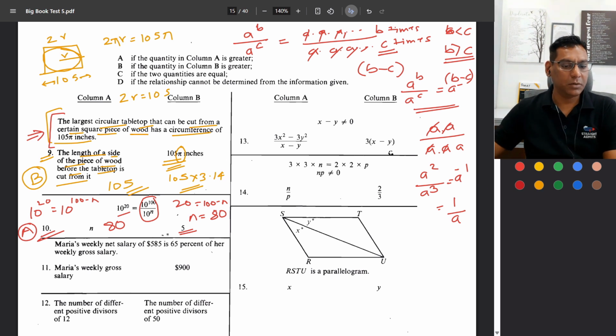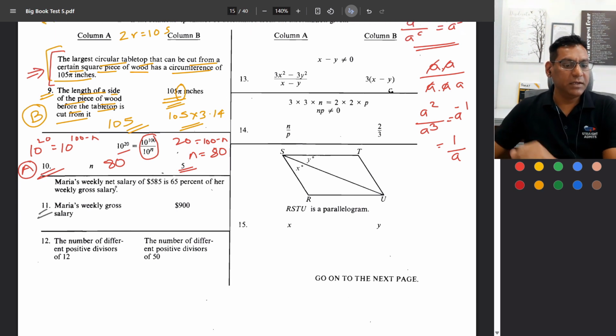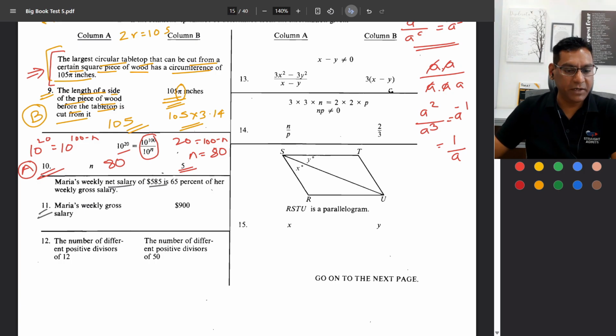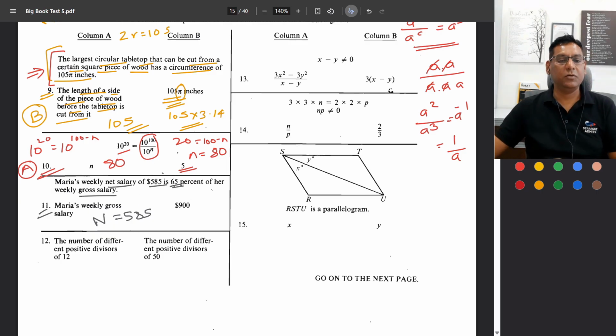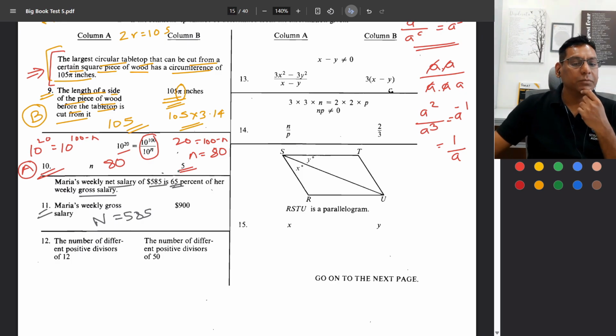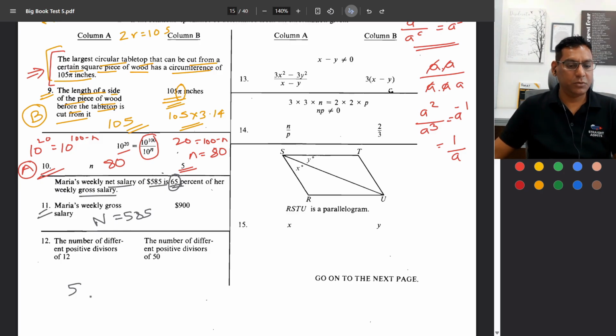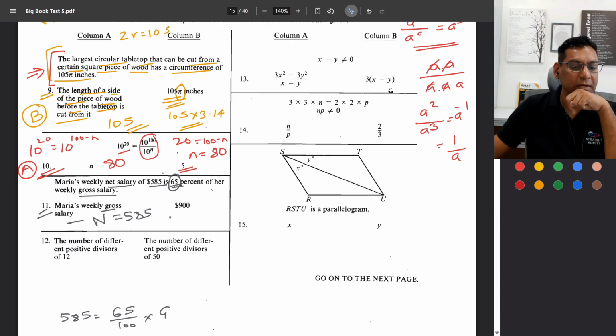Question number 11. Maria's weekly net salary of 585. So she's getting net as 585, which is 65% of her gross salary. Gross salary is basically pre-tax, net salary is post-tax. So there is 35% tax on that, and 65% she is getting in hand. So 585 is 65% of her gross salary, and I have to compare gross salary with 900.